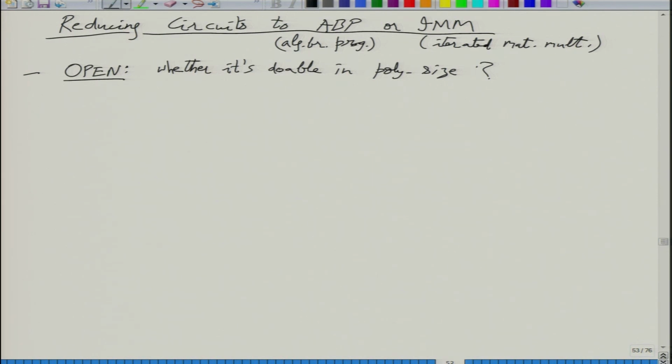Determinant has a small ABP, that we know, but what is hard to say, or what we don't know, is whether there are other interesting polynomials or functions that have small circuits but may not have small ABPs, right?